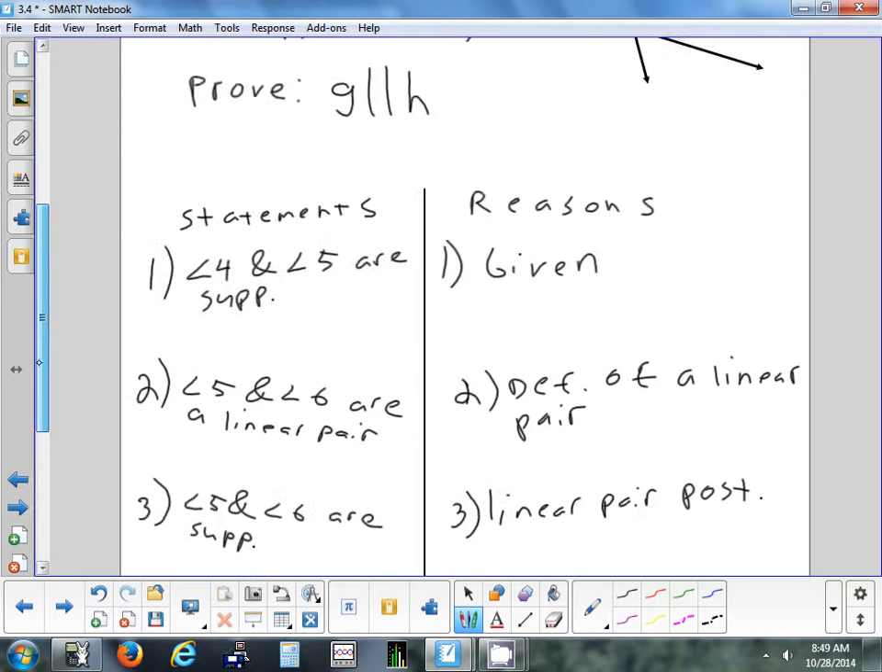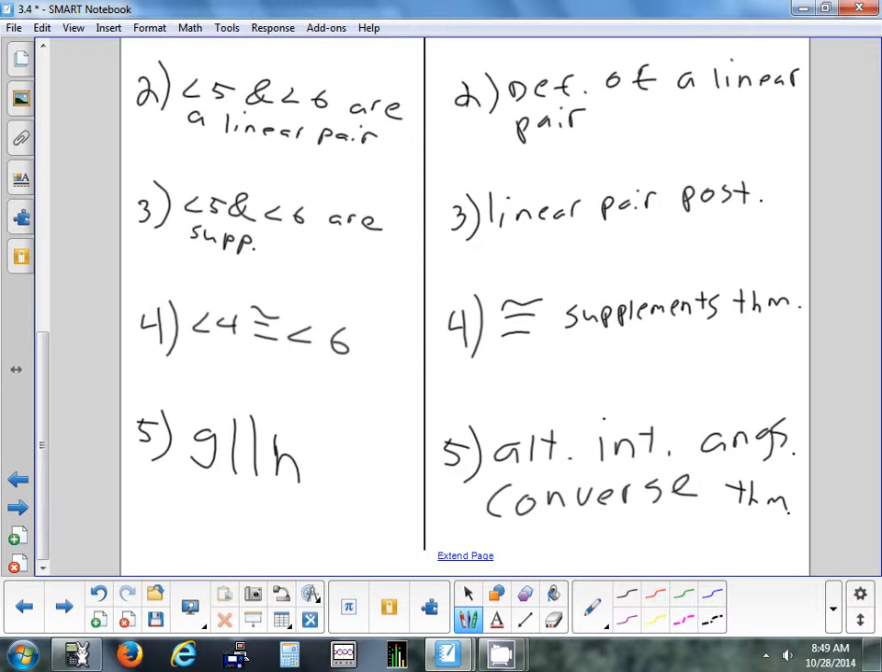Any question on proving that? So now in any other proofs you write, you can use this theorem as a reason. You don't have to prove the consecutive interior angles theorem, converse again. All right.